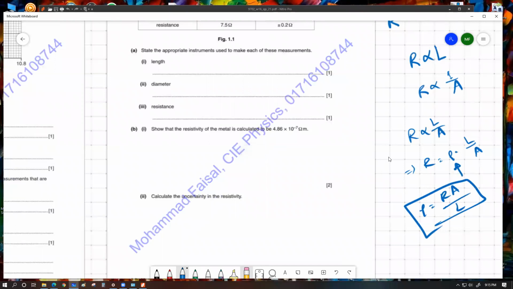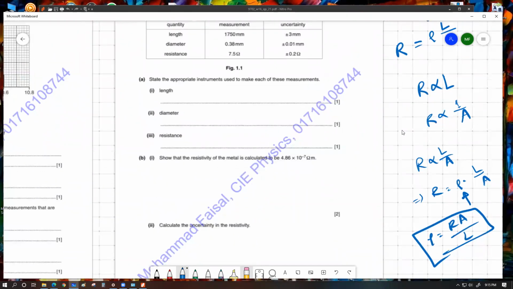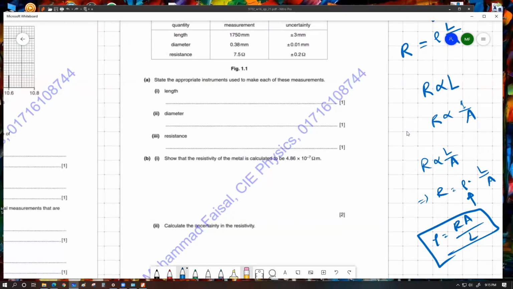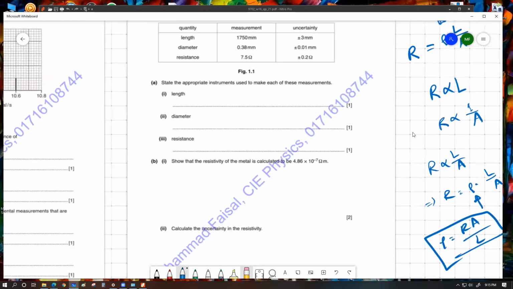When you do the maths, you don't have to show a lot of detailed working, but you must show the value replacements. What do I mean by that? So the resistivity of the metal is calculated to be this much ohm meter. So here they have used SI units. If I go ahead to calculate that, first I'm going to write the equation rho equals RA by L. So I'm going to place all these numbers.